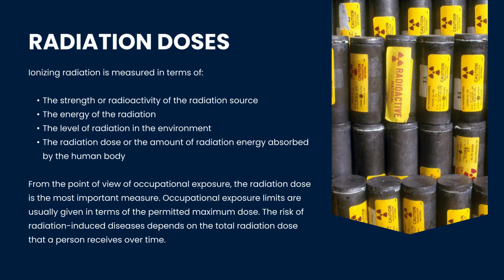Radiation can be measured in several ways, including the strength of the source, the energy of the radiation, and the level present in the environment. However, the most important measurement for worker safety is the radiation dose, the amount of energy absorbed by the body. This value helps determine potential health risks and is the basis for exposure limits.